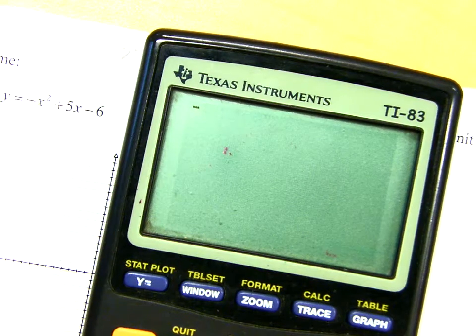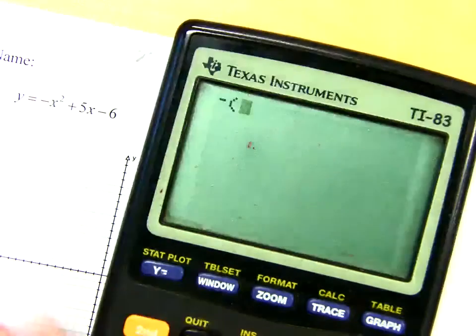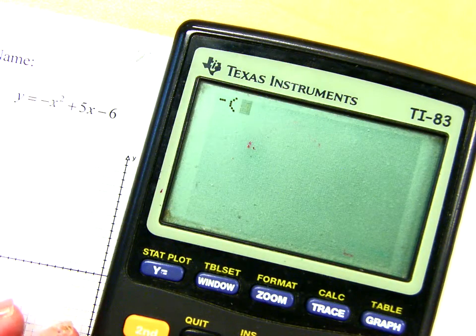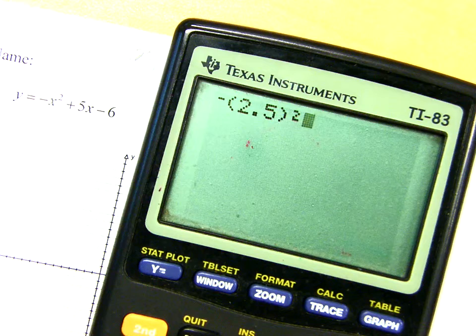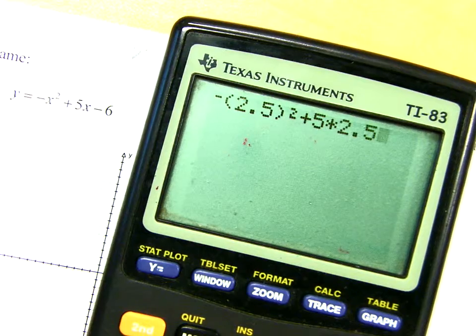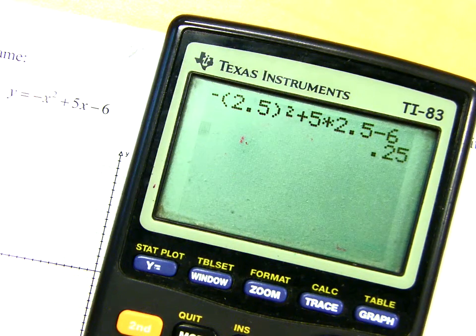And then, since I'm plugging in a negative number, you have to put it in parentheses. You have to. So parenthesis. And then what are we plugging in? Oh, I'm not plugging in a negative number, but whatever. All right, so I don't need the parenthesis, but it's not a bad thing to have it. 2.5, and now I want to square 2.5. Plus 5 times 2.5 minus 6. 0.25.